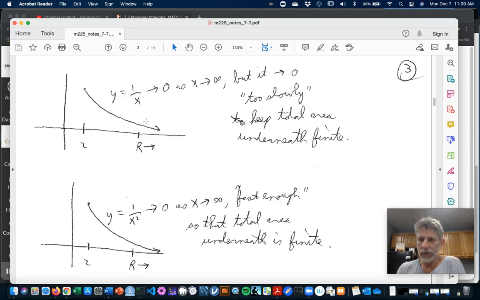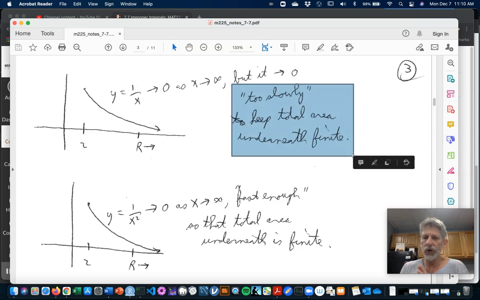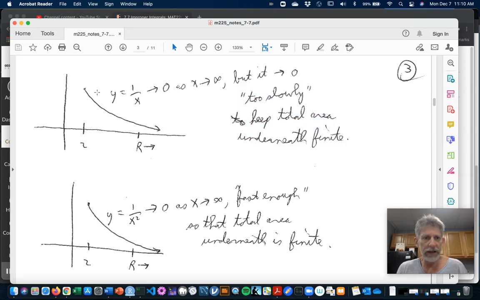1 over x does go to 0 as x goes to infinity, but it goes, I would say, too slowly to keep the total area underneath it finite. You take the area from 2 to r and you'll get some finite number. You let r get bigger, you'll get more area. The amount of new area you get for every 1 unit increase in r is less and less and less, but you are packing it on. And it just so happens that 1 over x goes to 0 too slowly to keep what you pack on from making your total area rise without bound.